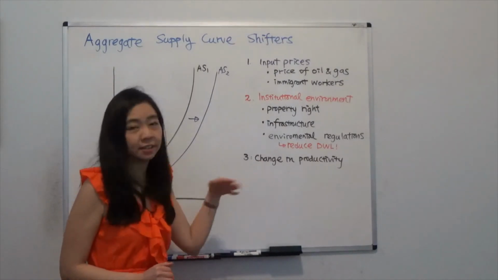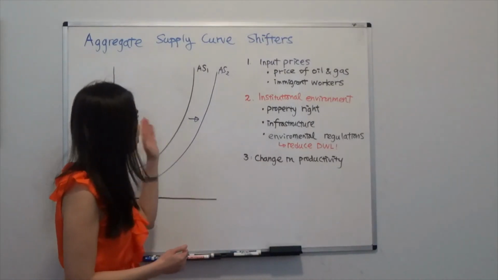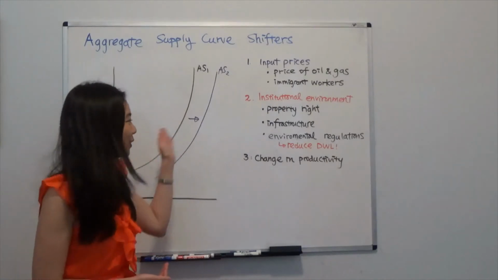If your productivity increases, then that is going to shift your aggregate supply curve to the right.